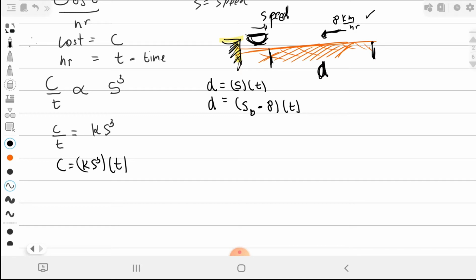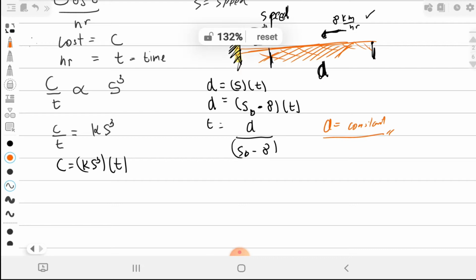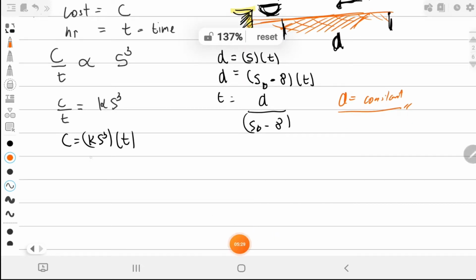From that, we'll have T is equal to D over SB minus 8. Take note that D is a constant, because we need economical time. So we already have D, which is the distance that the boat will travel. It is a constant distance. So from that, we'll have C.